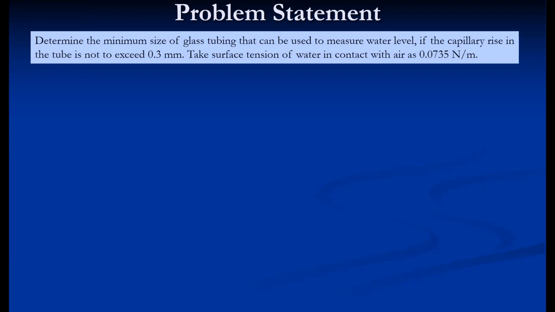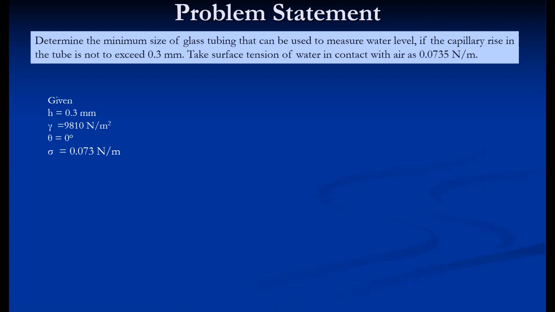Determine the minimum size of glass tubing that can be used to measure the water level. The capillary rise in the tube is not to exceed 0.3 mm. Take the surface tension of water in contact with air as 0.0735 Newton per meter. The capillary rise in this case is given, and we have to take care that the rise should not exceed this amount, that is 0.3 mm.